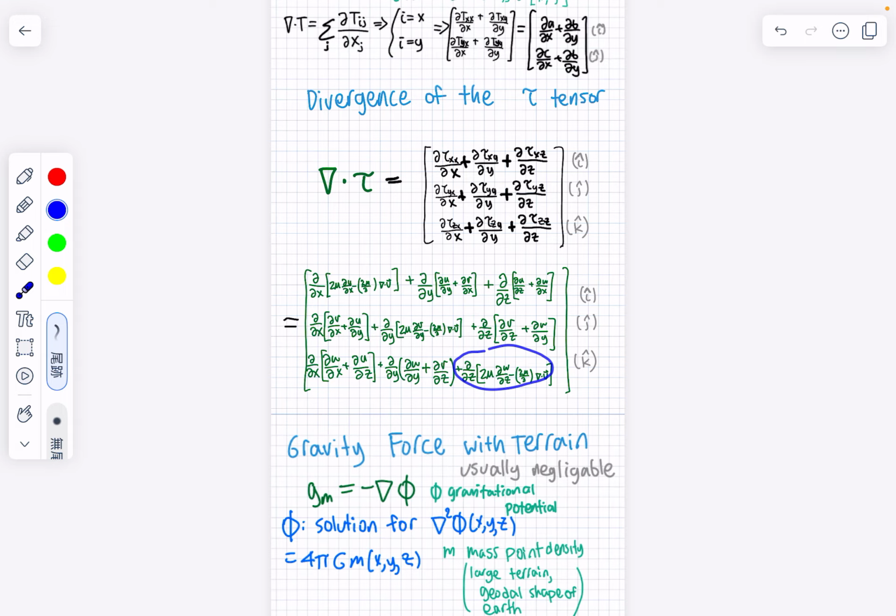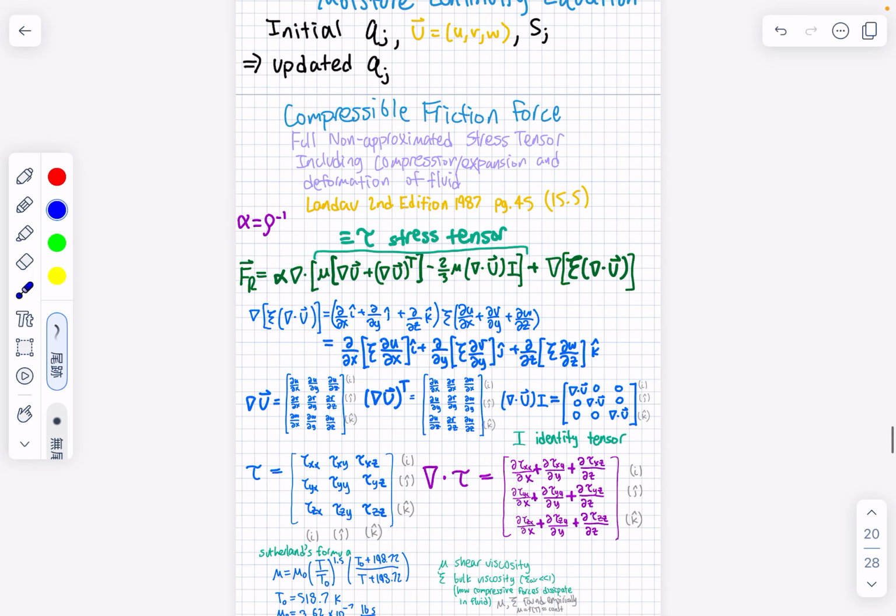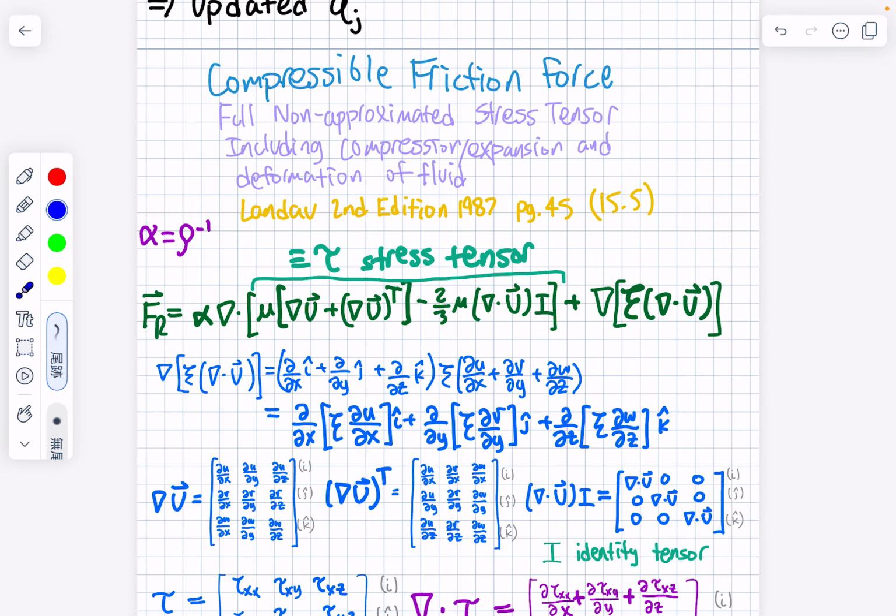Thanks for the video, and sorry that one of my old videos has an incorrect compressible friction force equation, but this is the actual one. If you want to find this equation, you can go on Wikipedia for Navier-Stokes, and they cite this textbook called Landau. I have a copy of the second edition from 1987, so that is where I got it from. If you get this one, it's page 45, equation 15.5, and they do not write it in this form. They write it in a vector notation.